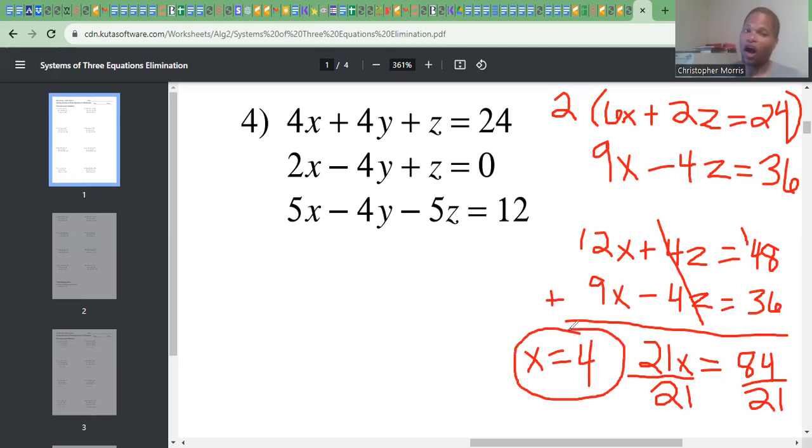Okay, we did all that work, and I know it's a lot. That's why we're staying at it for a little longer. We did all that work just to find out what one of the variables is. We now know that x equals 4, okay? So how can we use that as a key to kind of unlock the rest of the variables?